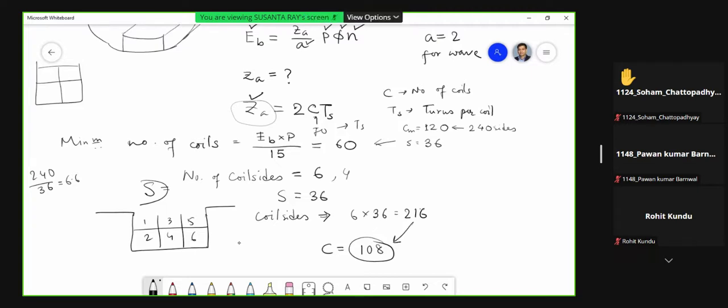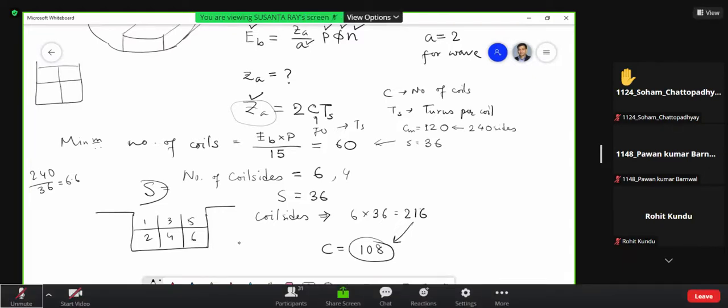Okay, so anyway, you try to do that exercise. Today we conclude the class here. So up to this, that is up to the number of coils. So we'll do the rest within the next class. Before coming to the next class, you just try to finalize the number of slots, number of coils, number of armature conductors, and if there is any change in the flux per pole or number of slots. Okay, so that you have to finalize before coming to the next class.